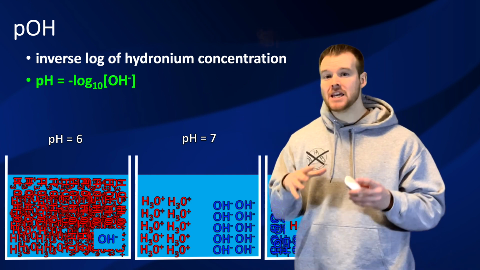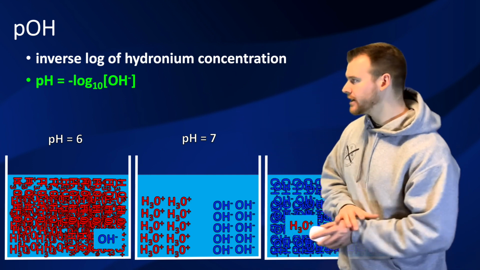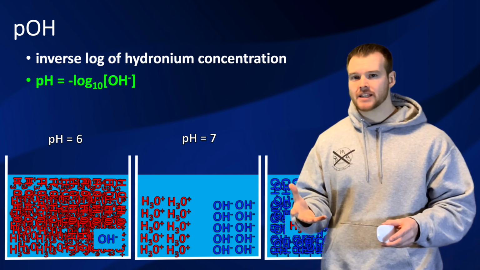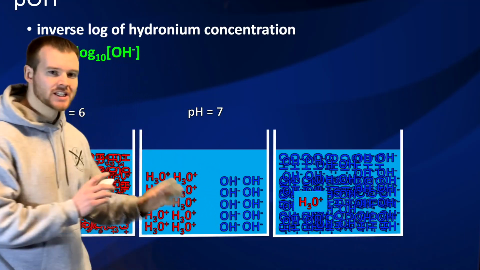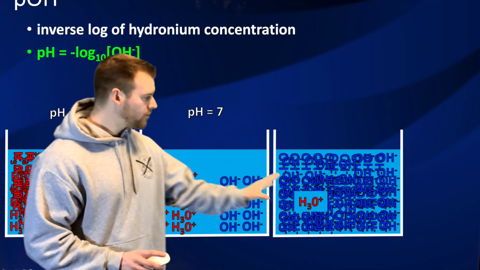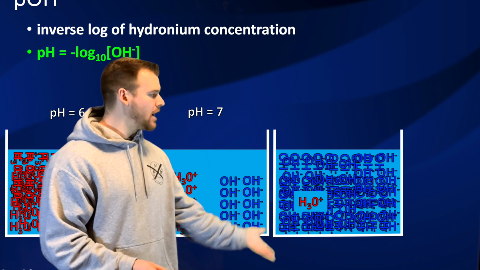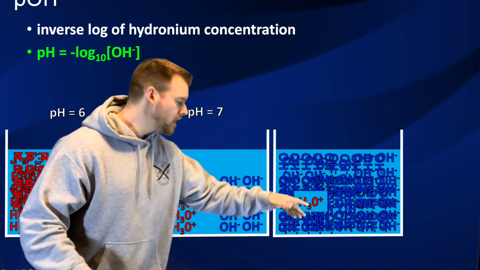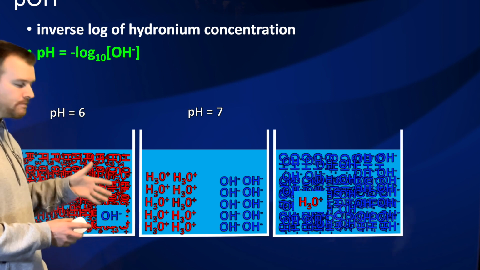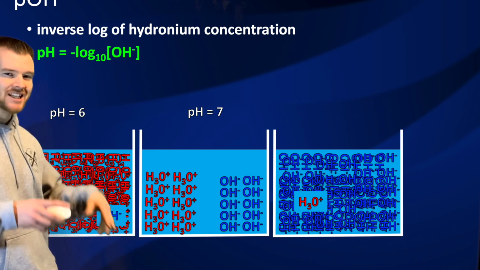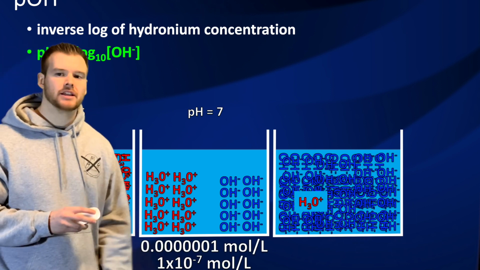We have changed the top to pOH. That's looking at the concentration of the hydroxide. As we saw in the diagram, it's just kind of flipped. When I went down for red hydronium, I went up for blue hydroxide. When I went up for red hydronium, I went down for blue hydroxide. So this is just going to be a flipped calculation.